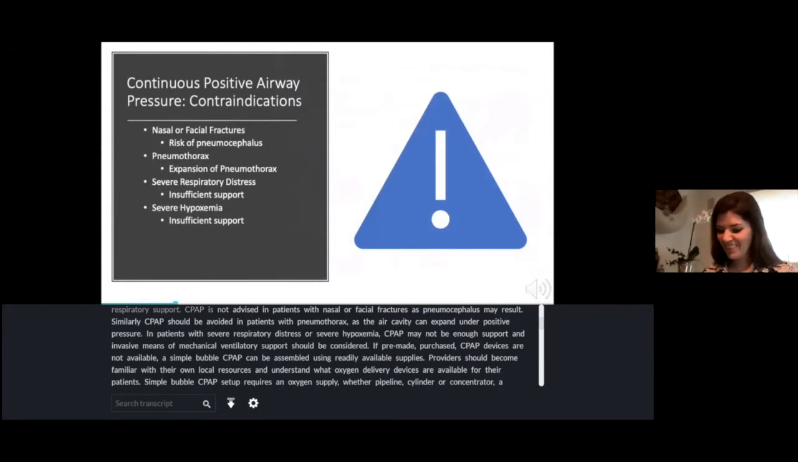CPAP is not advised in patients with nasal or facial fractures, as pneumocephalus may result. Similarly, CPAP should be avoided in patients with pneumothorax, as the air cavity can expand under positive pressure. In patients with severe respiratory distress or severe hypoxemia, CPAP may not be enough support, and invasive means of mechanical ventilatory support should be considered.